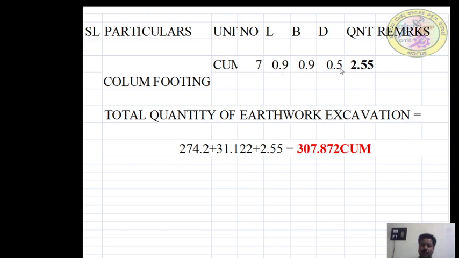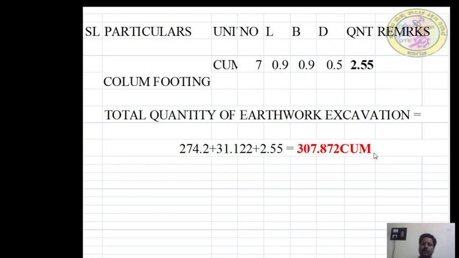The depth is 0.5. The 0.5 is from the detail of the footing cross section; its length is 0.5. The total depth of the foundation is 1.3, and we have already taken 0.5, and it is 2.55. The total quantity of excavation is 274.2 plus 31.122 plus 2.55. So the total quantity of earthwork excavation is 307.872 cubic meter. This quantity is calculated and put into the abstract estimate.